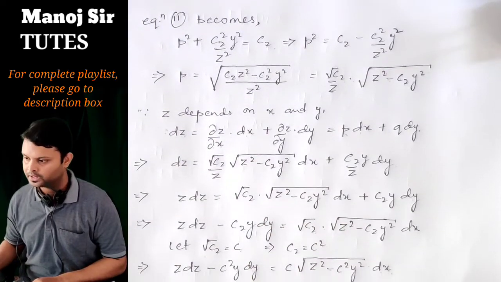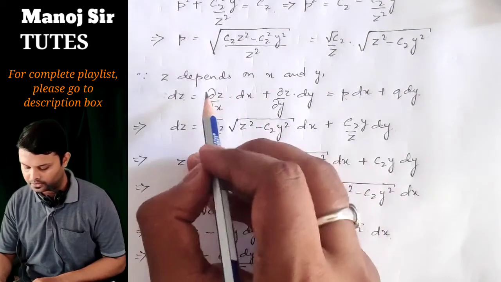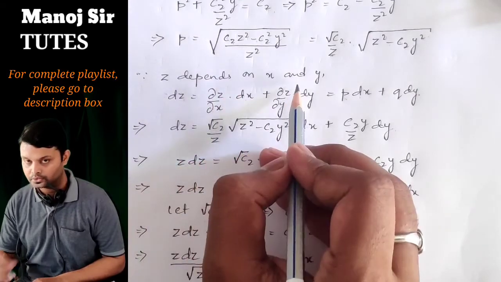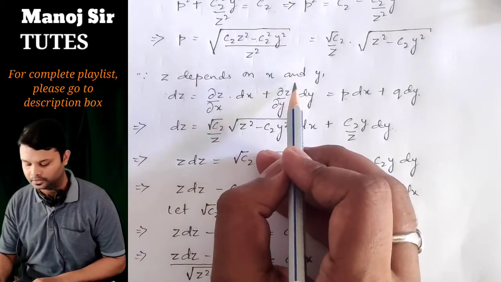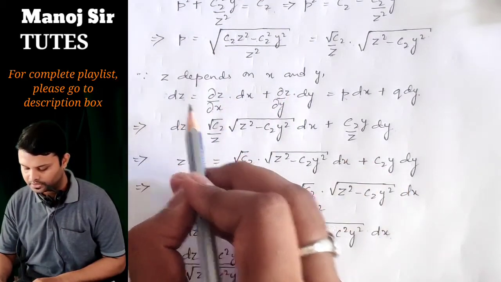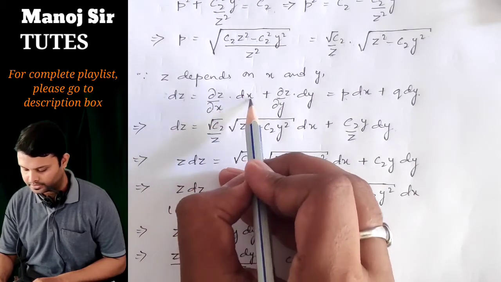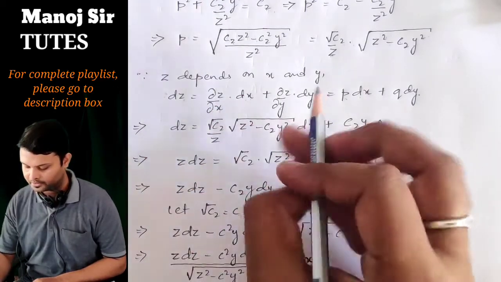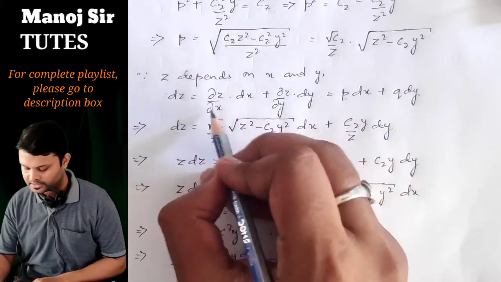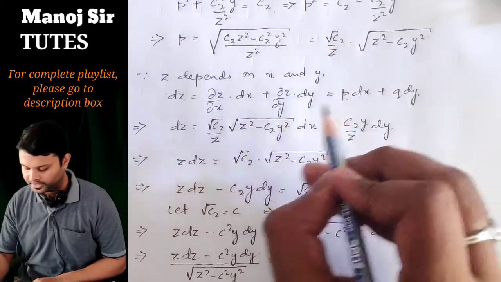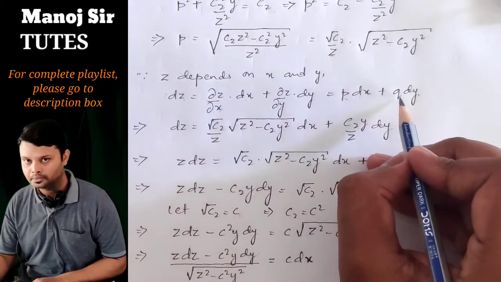Now since we know that z is a function of x and y, so we can say z depends on x and y. So dz equals del z upon del x into dx plus del z upon del y into dy. In place of del z upon del x, we can write small p. In place of del z upon del y, we can write small q.